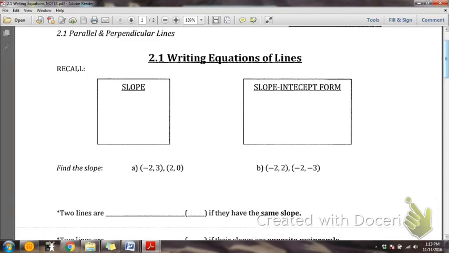All right, 2.1 is a review of Algebra 1. But we got to be able to do this so that we can do our next lesson tomorrow. So we're going to recall the formula to find slope. Does anybody remember how we find slope?